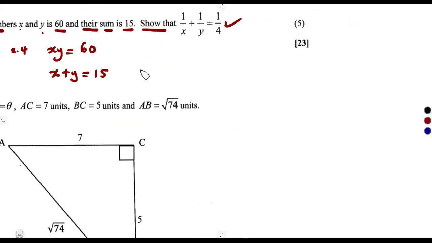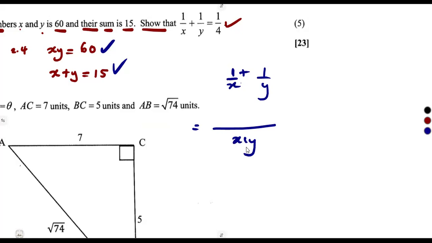Okay, already there's a statement. There's this statement and this statement that we are given. From that, can we obtain xy and x plus y from here? Okay, let's try. Let's take the left-hand side, 1/x plus 1/y. This is what we are given. For addition, we can simply work with the LCM or the LCD of x and y, which is xy.